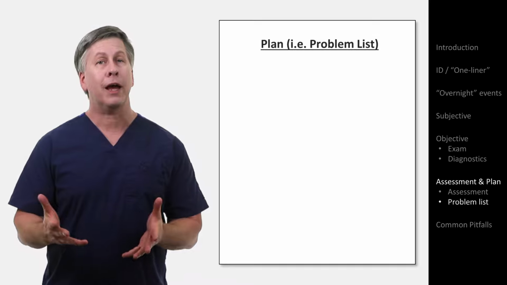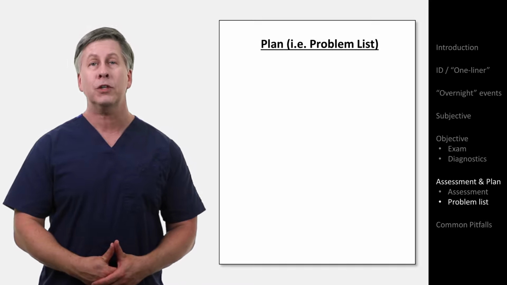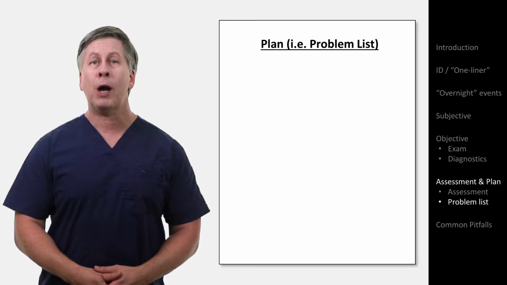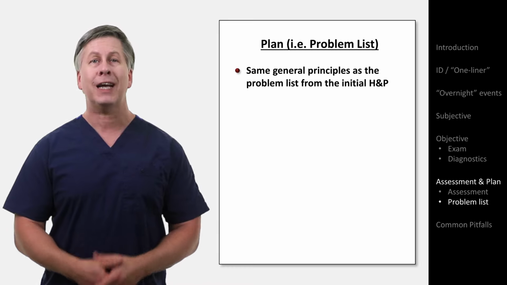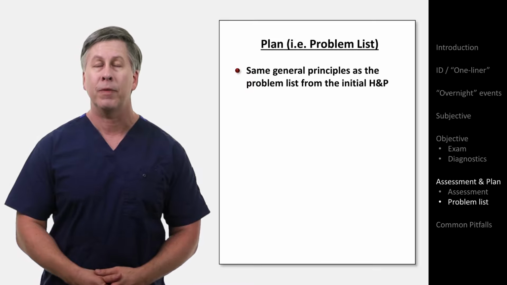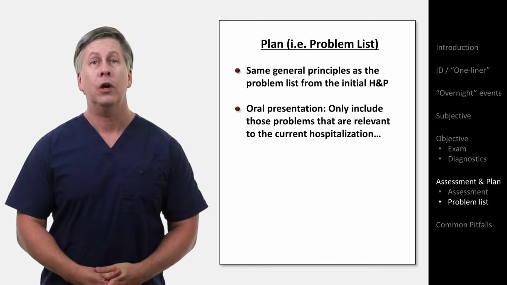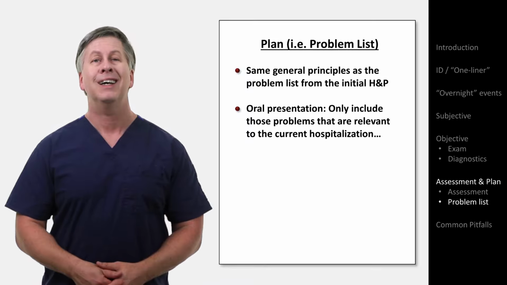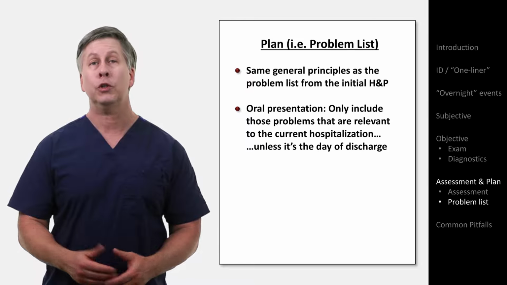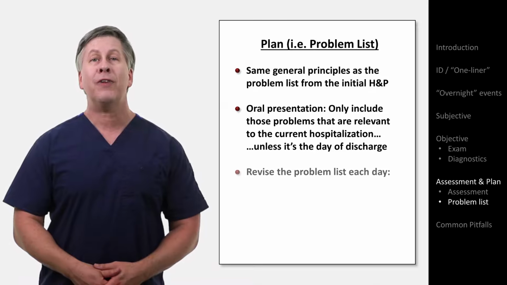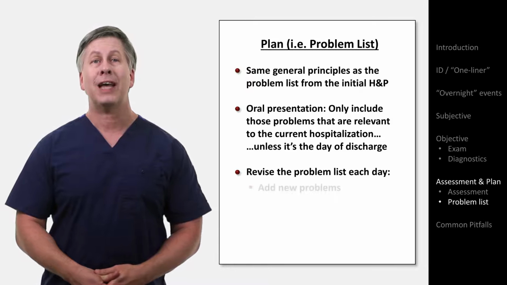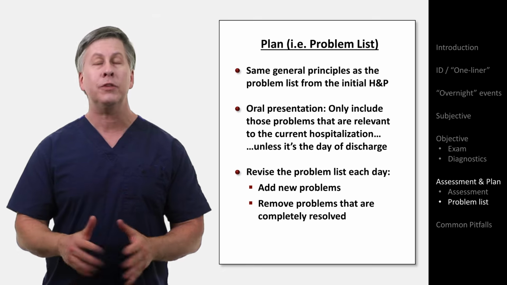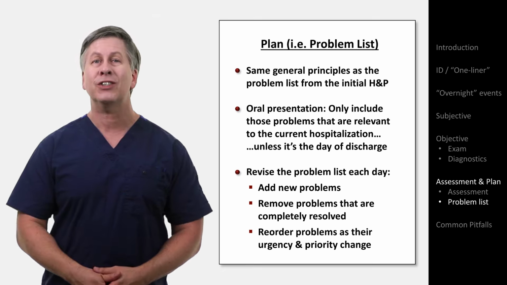And last is the plan, although the P could also stand for problem list, since that is the form in which the plan is provided. The SOAP's problem list follows the same general principles as the problem list from the initial H&P, but for a SOAP oral presentation, only include those problems that are relevant to the current hospitalization, unless it's the day of discharge, in which case you should list all of them. Be sure to revise the problem list each day. This means add new problems, remove problems that are completely and totally resolved, and reorder problems as their urgency and priority change.